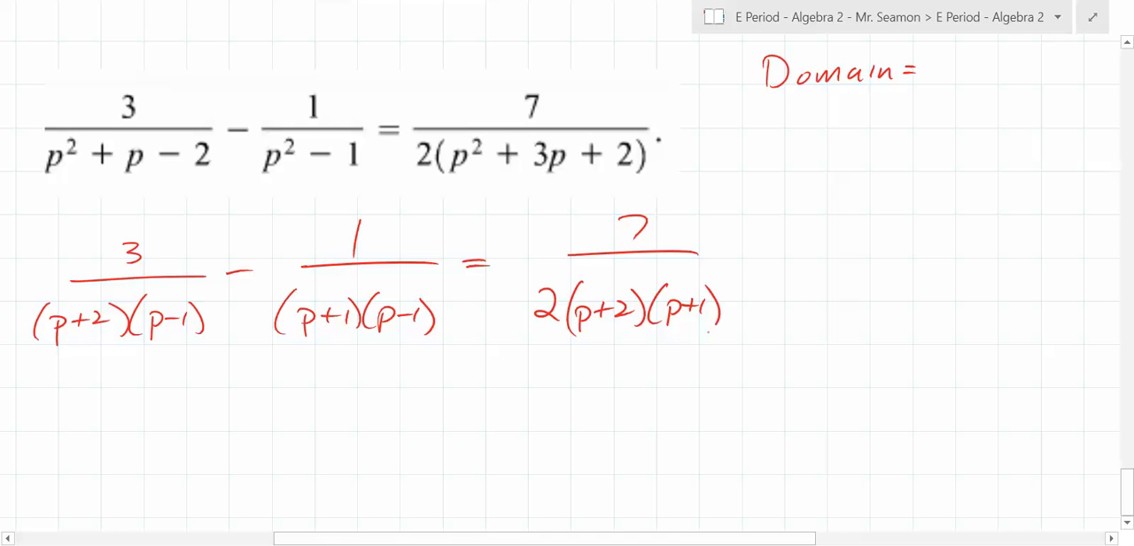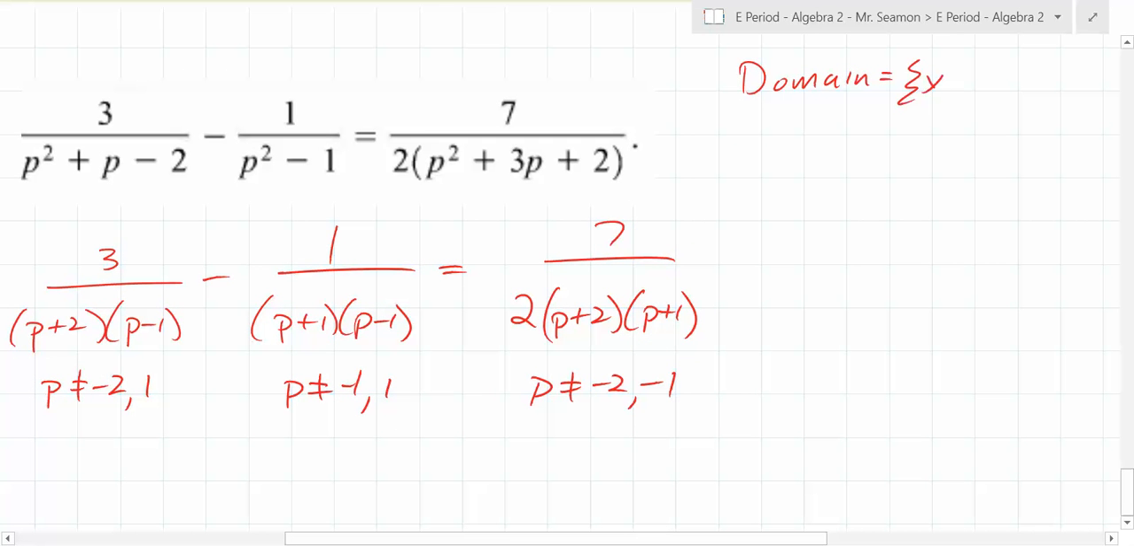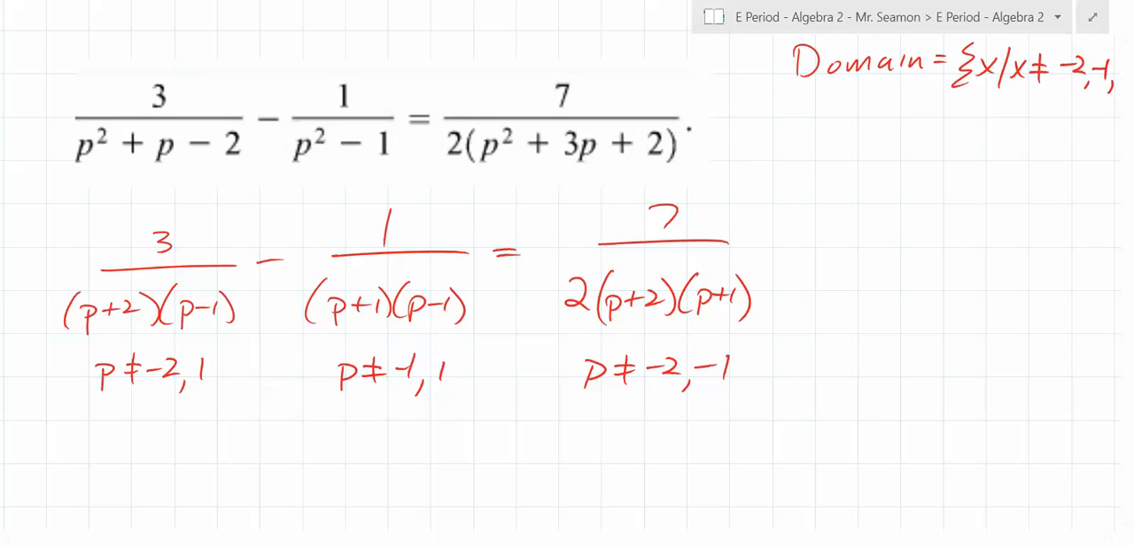Exactly. So let's find the domain here. We know from this one, P can't be -2 or 1. On this one, P can't be -1 or 1. And on this one, P can't be -2 or -1, right? So what's the domain going to be? X such that x can't be equal to what? -2, -1, or 1. You can still plug in 2.